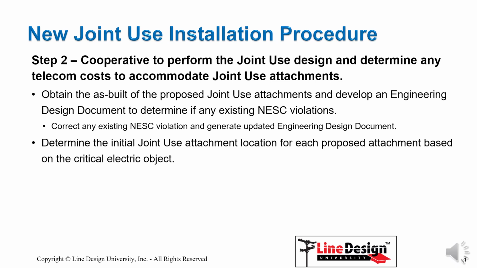In the second step, the cooperative needs to perform the joint-use design and determine any make-ready cost to accommodate the new joint-use attachments. To do this, the cooperative needs to obtain the as-built of the proposed joint-use attachment locations and develop an engineering design document to determine if there are any existing NESC violations. If NESC violations exist, the designer will need to make necessary corrections, then generate a revised engineering design document. The designer will then determine the initial joint-use attachment locations based on the vertical distance from the critical electric objects.